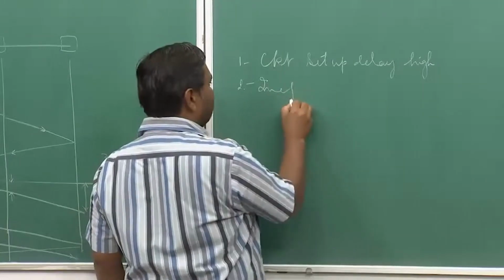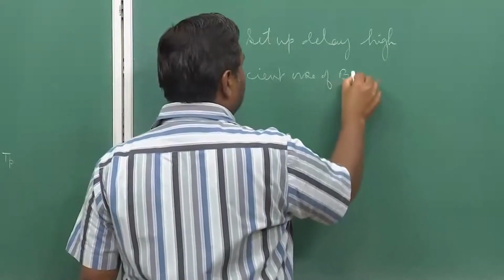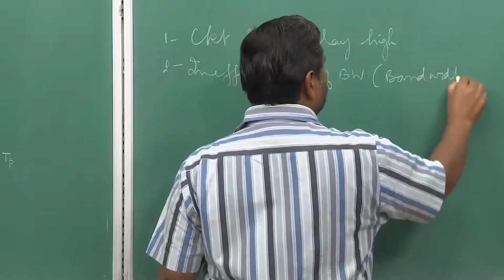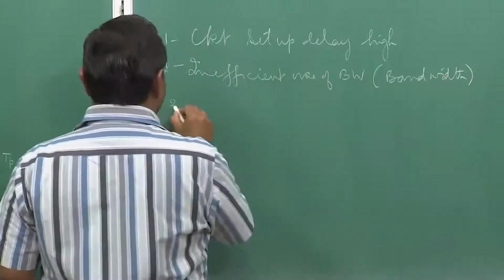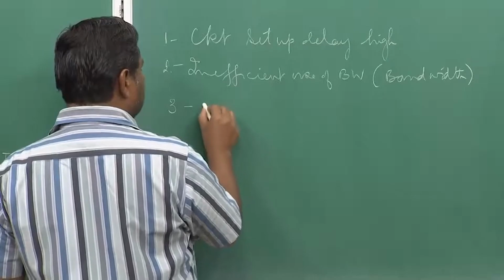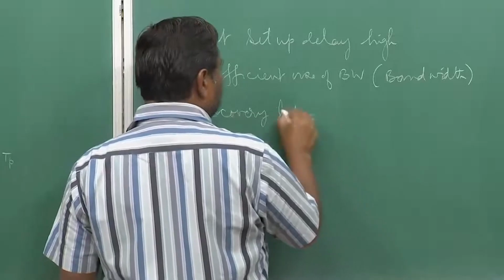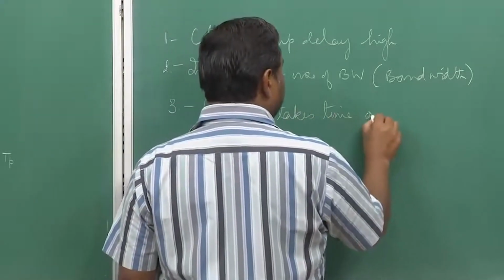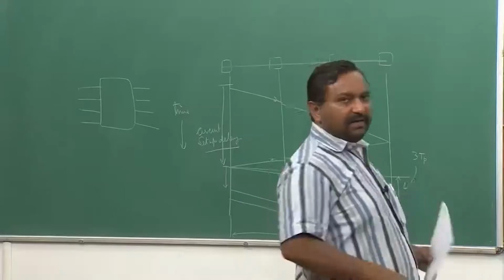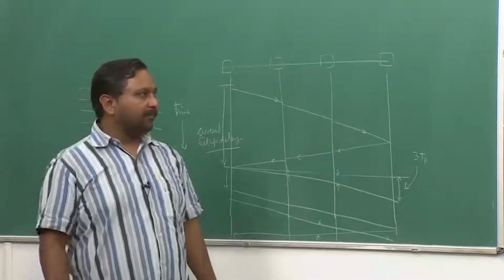Inefficient use of bandwidth. BW stands for bandwidth. And of course, recovery does take a lot of time. When the number of hops is very large, the probability of failure in any one of the links becomes pretty high, and then recovery will take a lot of time.